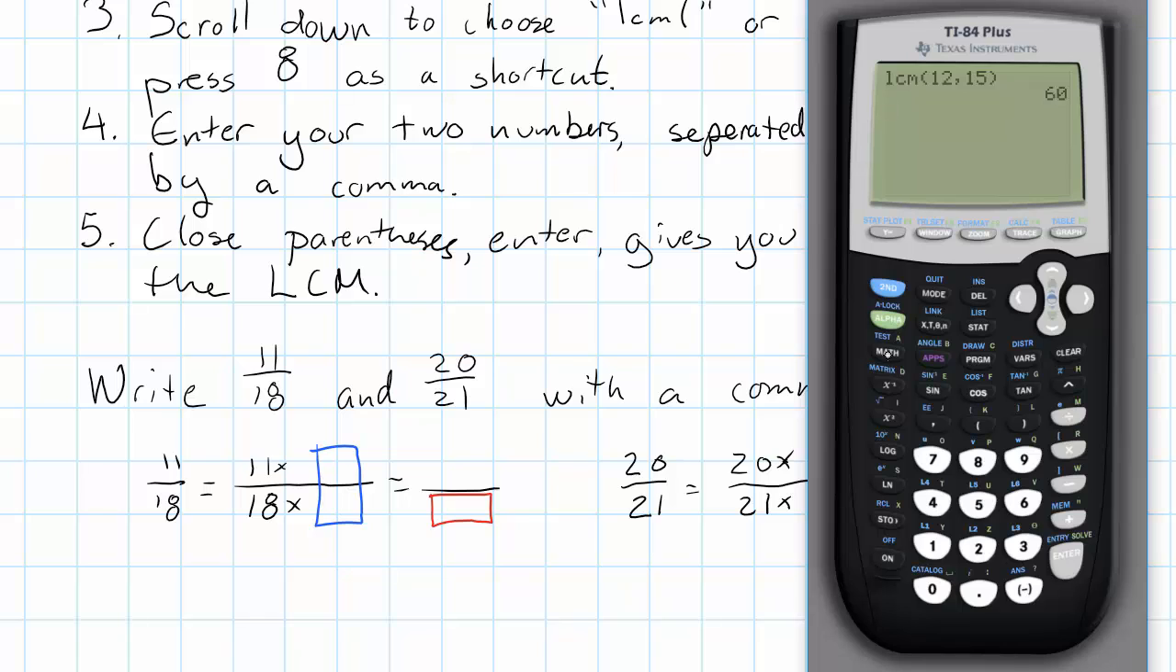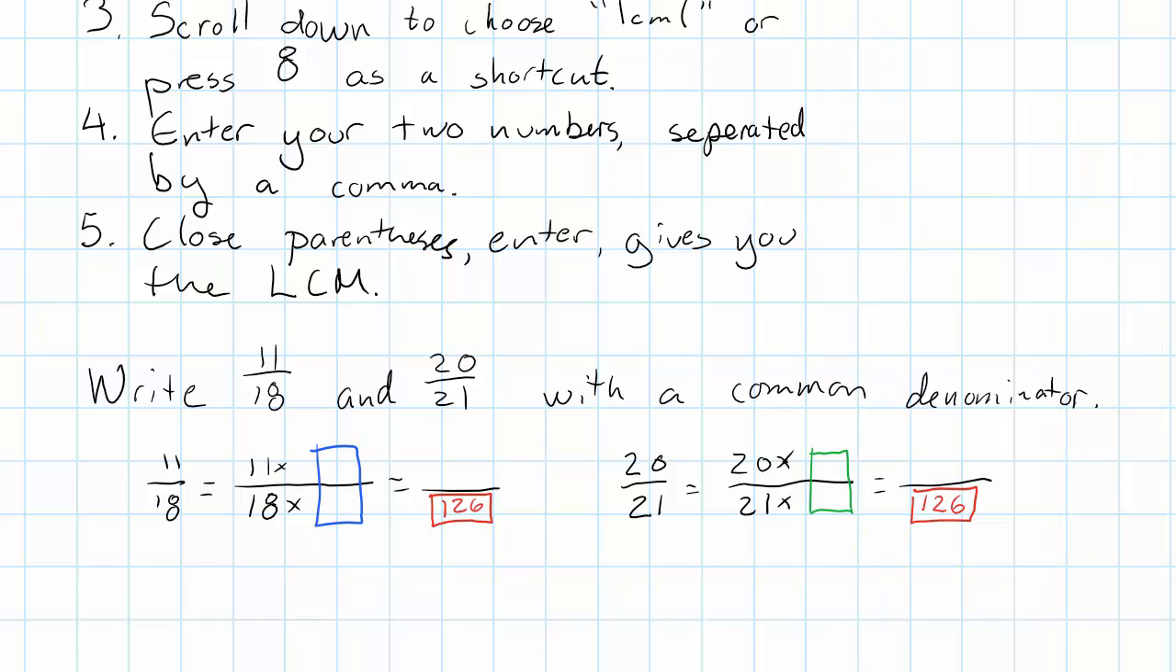So let's go to the calculator, math, over 1 to get num, scroll down until we find LCM. We want the LCM of 18 and 21. Oh, we see that that's going to be 126. Let's go ahead and fill that in for our common denominator.